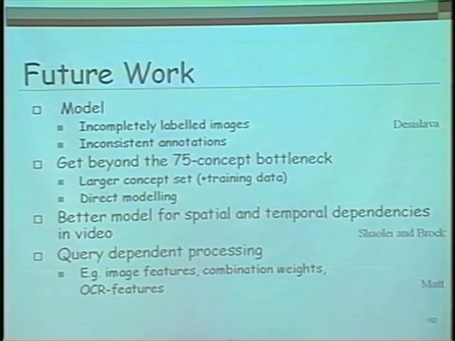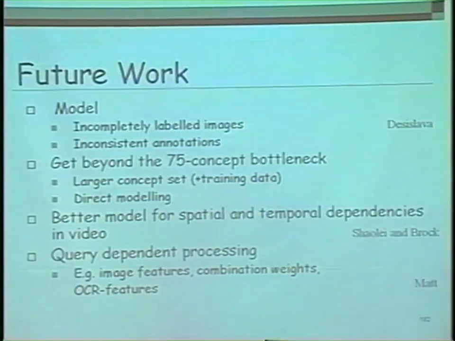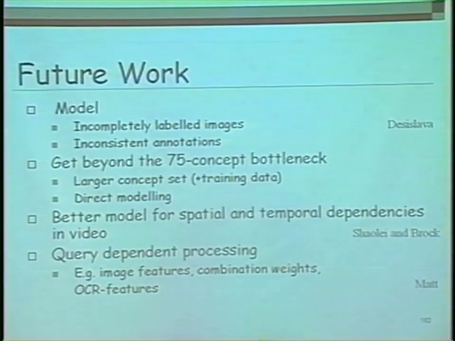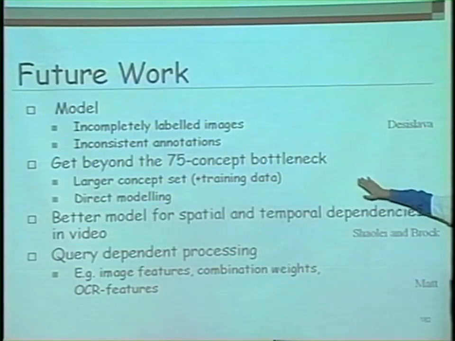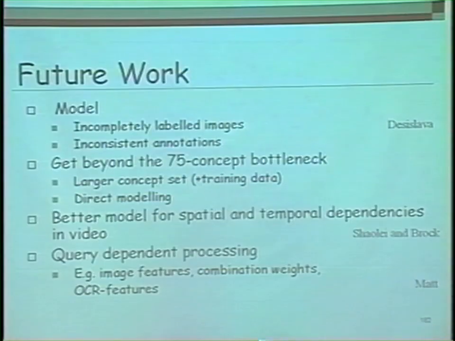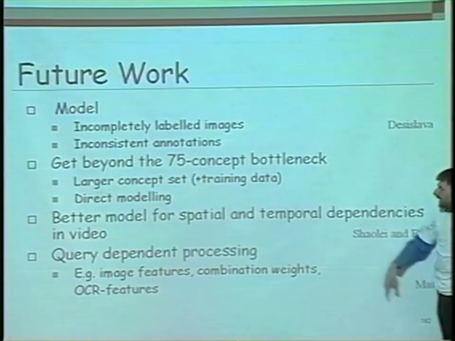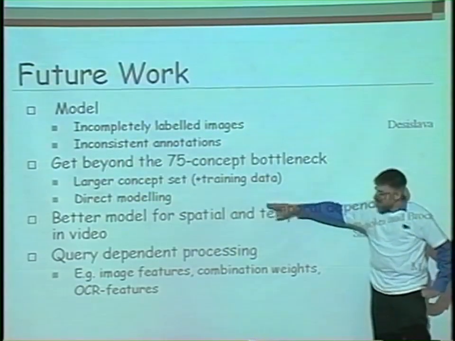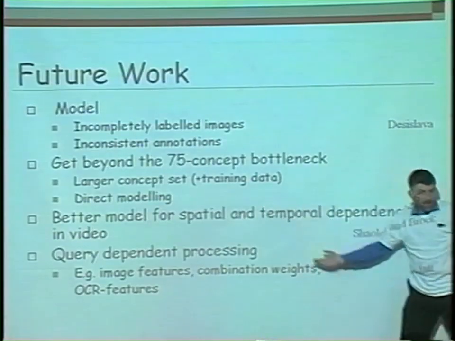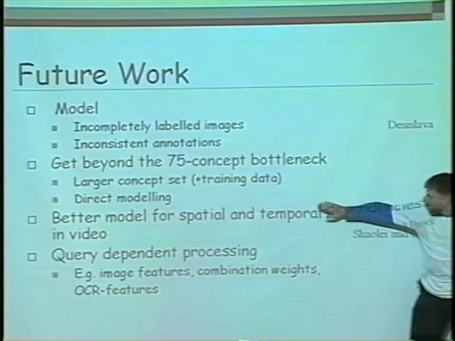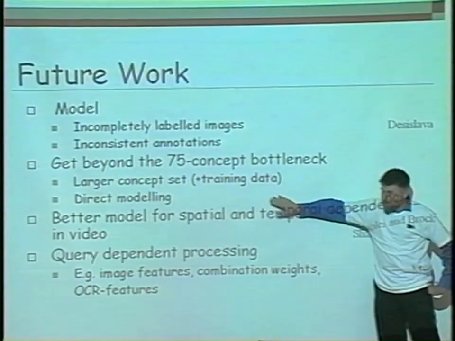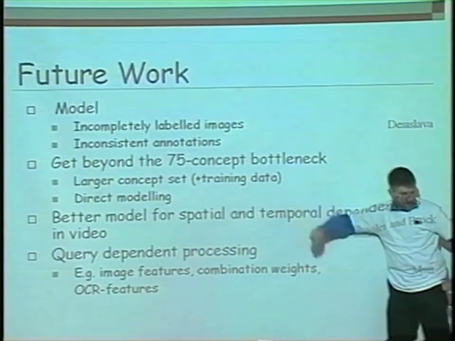So with respect to the incomplete labelings, let me just briefly go over this. There was a proposal by Desislaver. Then we have this bottleneck of the 75 concepts, and it would be nice to go beyond a set of 75 concepts. That would require larger training data. That would be one approach, or direct modeling. But then you would run into problems of data sparsity. And so we did some preliminary experiment in that direction, so you would really have to cope with data sparsity here.